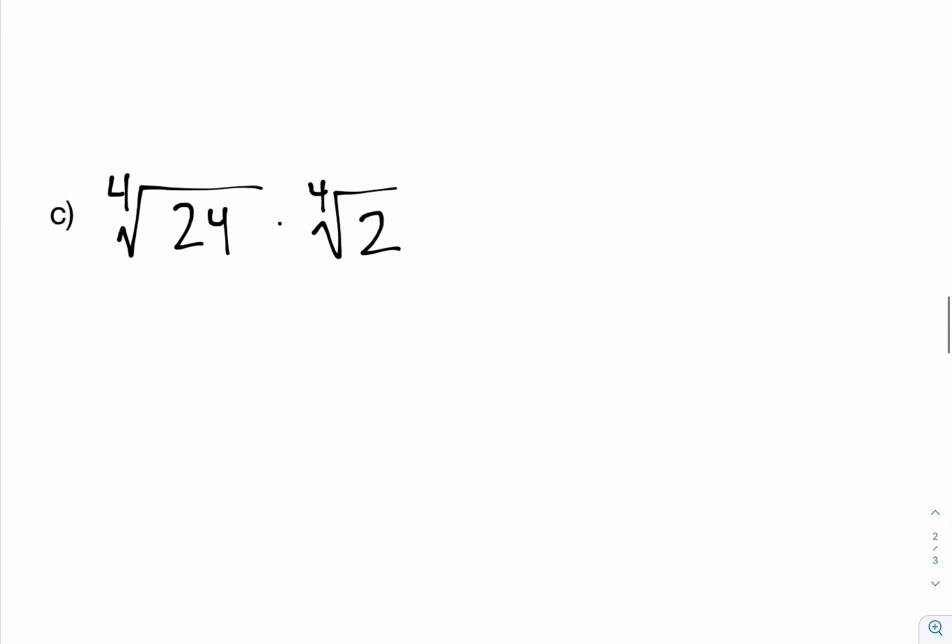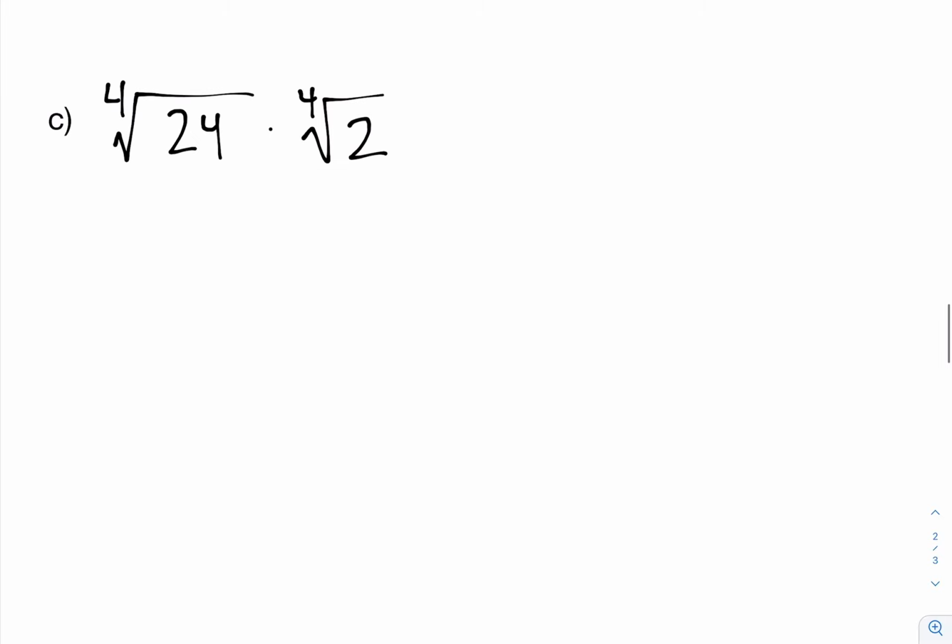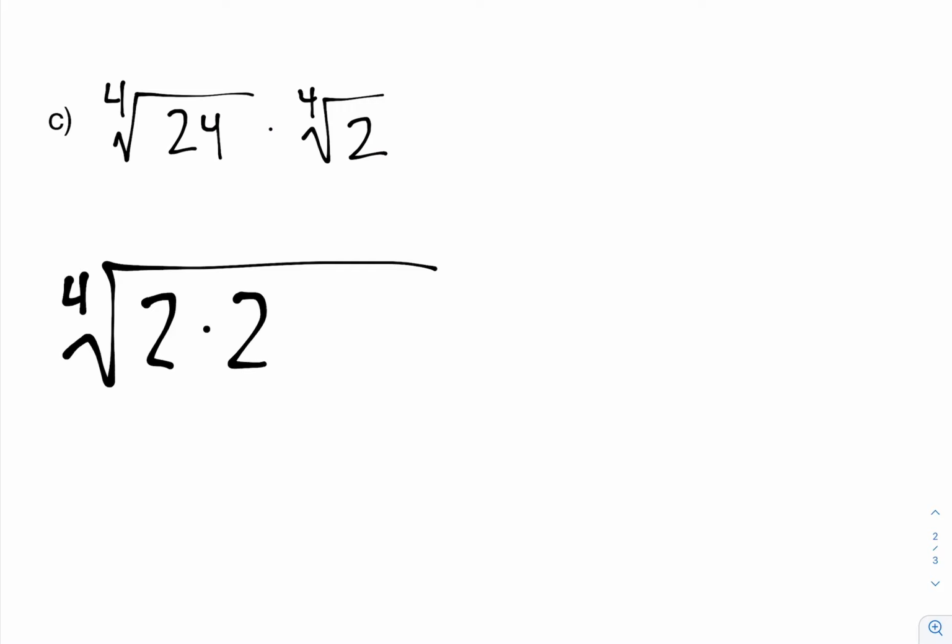And then the last one here, the fourth root of 24 times the fourth root of 2. So these indexes are the same, they're both 4. That's good. Okay, now we're going to split the 24 up into its factors and hope that there's a fourth root, or a perfect quartic in there. So 24 is the same as 2 times 2, which is 4, times 6. Well, that's kind of weird because there's no groups of 4 in here. So how's that going to work?